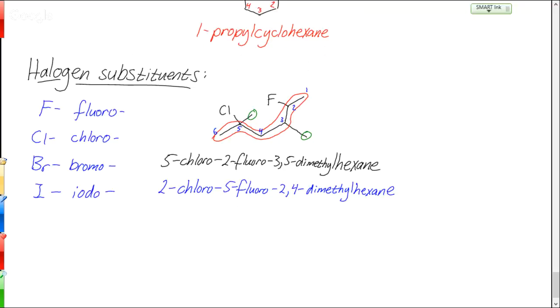So numbering wise, I guess the second one is better because it has lower numbers overall. You see that? So this one is 2355 and this one is 2245. So that's lower numbers, so this one is better.